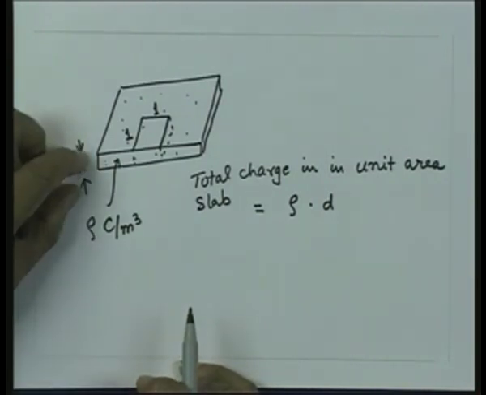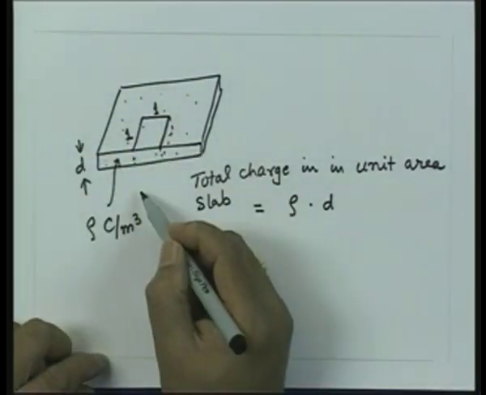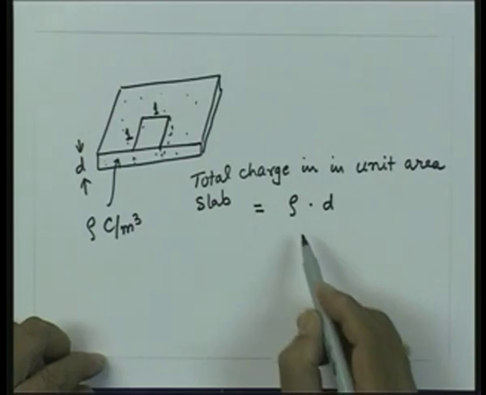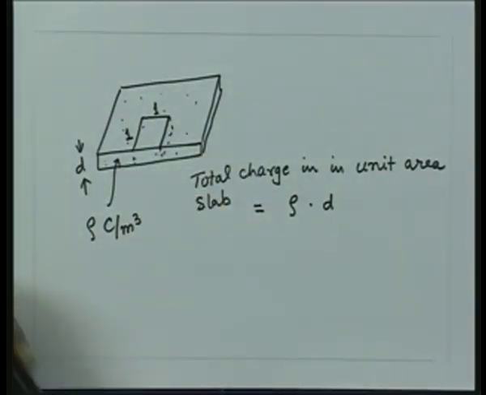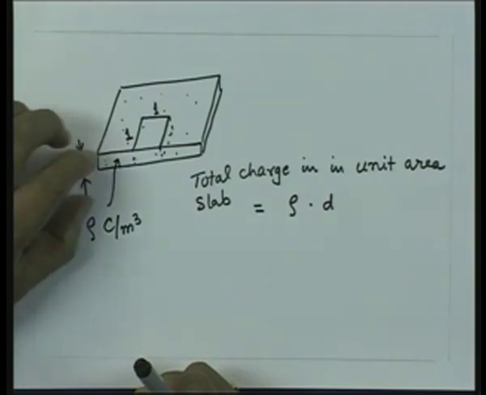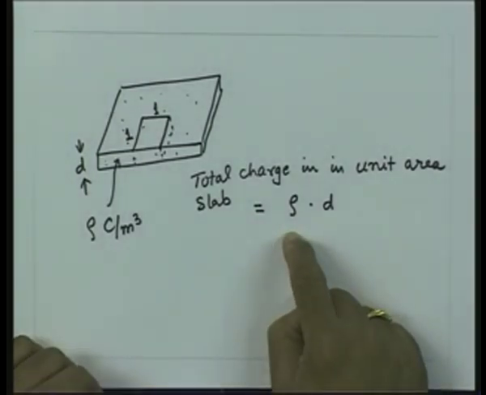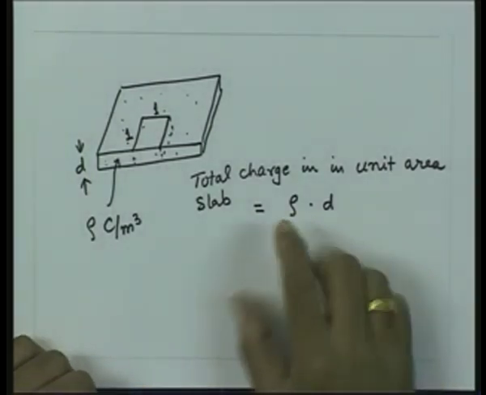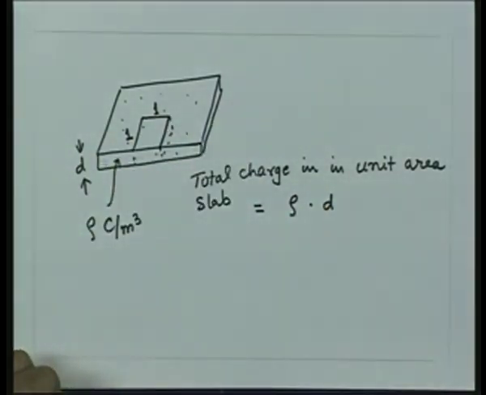So, if the thickness is given, then if I see from the top, that is the charge I am going to see, which is rho into d in this area, which is 1 into 1. Now, let us say I reduce the thickness of this slab and go to a limit when d tends to 0, and suppose rho increases to infinity when d tends to 0.